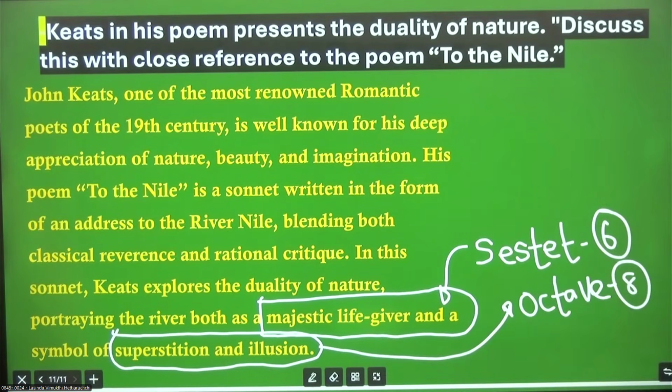Number one, majestic life giver, where the river Nile is actually supporting people and supporting all the vegetation to grow, and it is providing water to a lot of people to survive, and it makes all these lands very prosperous. Yeah, life giver, right? That is very common. All these things are in the sestet part. But in the octave part, we can find the illusion.